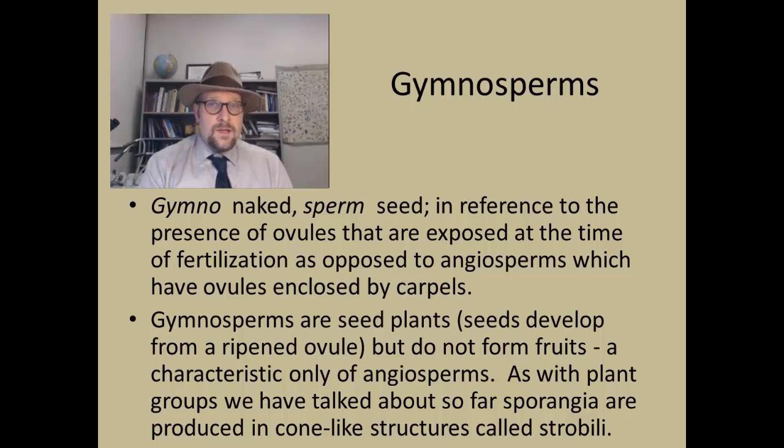Now, sperm, of course, is in reference to seeds in plants. The reason that they're called naked seed plants is because the ovules, which is where the eggs are, are exposed at the time of fertilization rather than being enclosed by carpels. Ovules are the part of the plant that gets fertilized by pollen and then ripen into the seeds. Gymnosperms do not form fruits. And we'll talk about the sporangia that are produced and restricted to cone-like structures, and these, of course, are called the strobilus, or strobili in the plural.